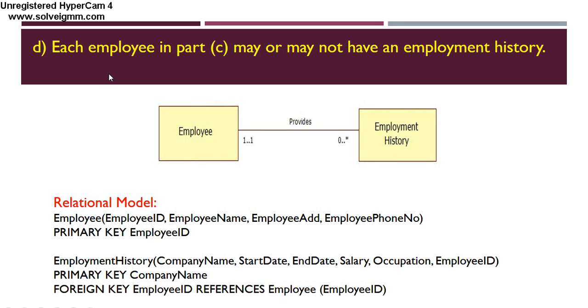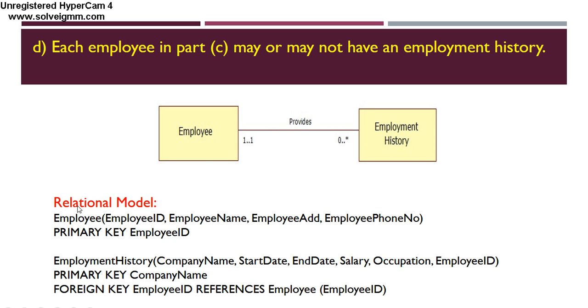And the fourth question is: each employee in part C may or may not have an employment history. So the entities involved are employee and employment history. The relationship is provides. The multiplicity is 1 to 1 and 0 to many. So as usual, the primary key of employee, employee ID, will be inherited by employment history.